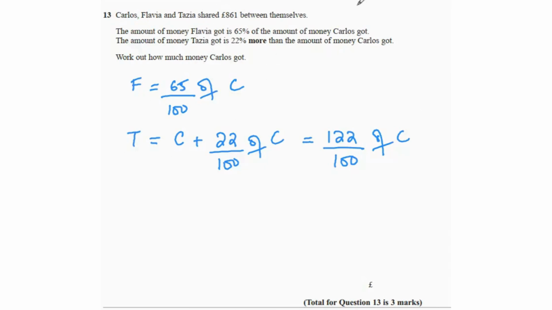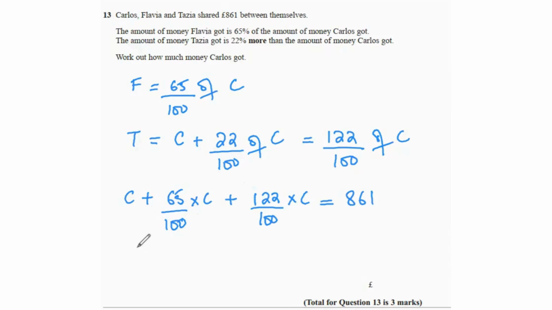So 861 is being shared among all three people. So Carlos' share plus Flavia's share, which is 65 over 100 times C, and then Tazia's share, which is 122 over 100 times C. And the sum of these three equals 861. C is Carlos' share, 65% of C is Flavia's share, and 122% of C is Tazia's share.